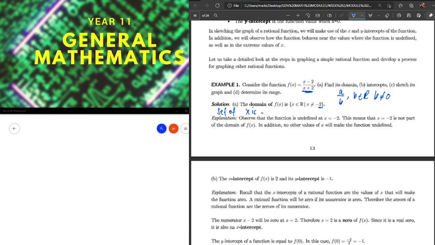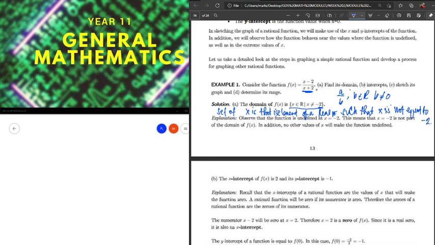That's why we have this set builder notation. How to read this one: x is an element of the real numbers, this symbol means "is an element of", such that, this vertical line means "such that", x is not equal to -2. So the set of x, where x is an element of the real numbers such that x is not equal to -2. That is the domain.